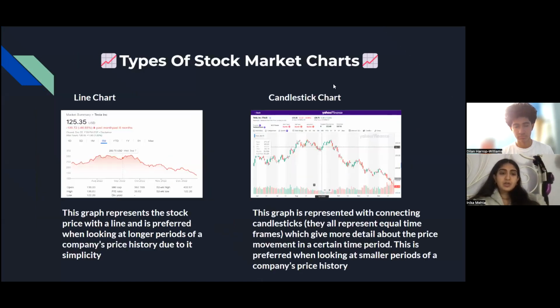So we're going to be looking at two different types of stock market charts. In the first, on the left, we have a line chart, and on the right, we have a candlestick chart. For the line chart, this graph represents the stock price with a line and is preferred when looking at longer periods of a company's price history due to its simplicity. On the right, our candlestick chart, and this graph is represented with connecting candlesticks. They all represent equal time frames, which give more details about the price movement in a certain time period. And this is preferred when looking at smaller periods of a company's price history.